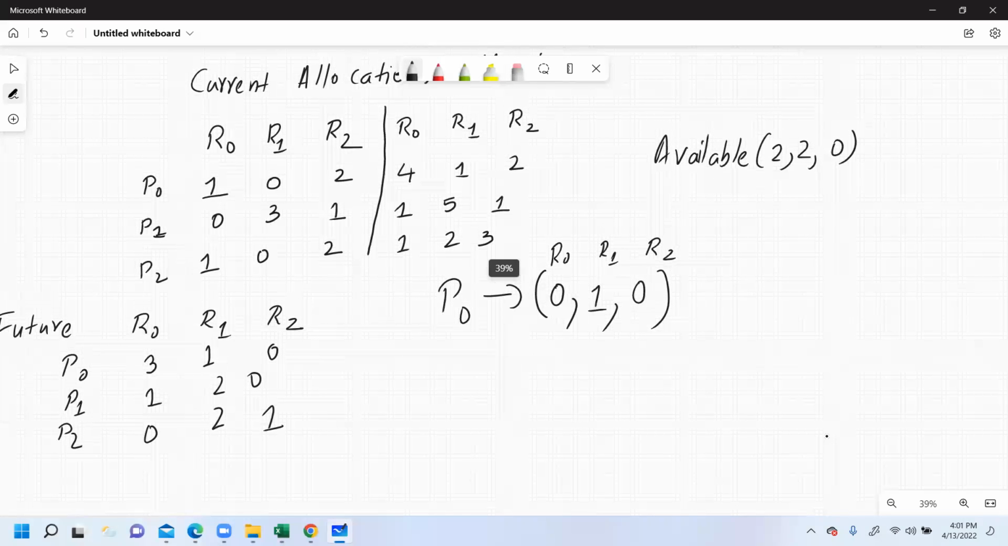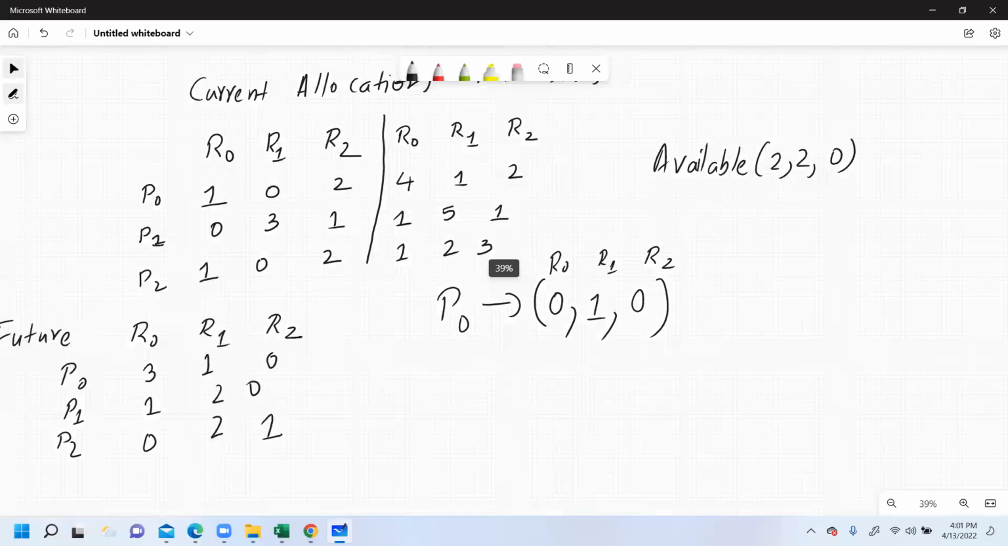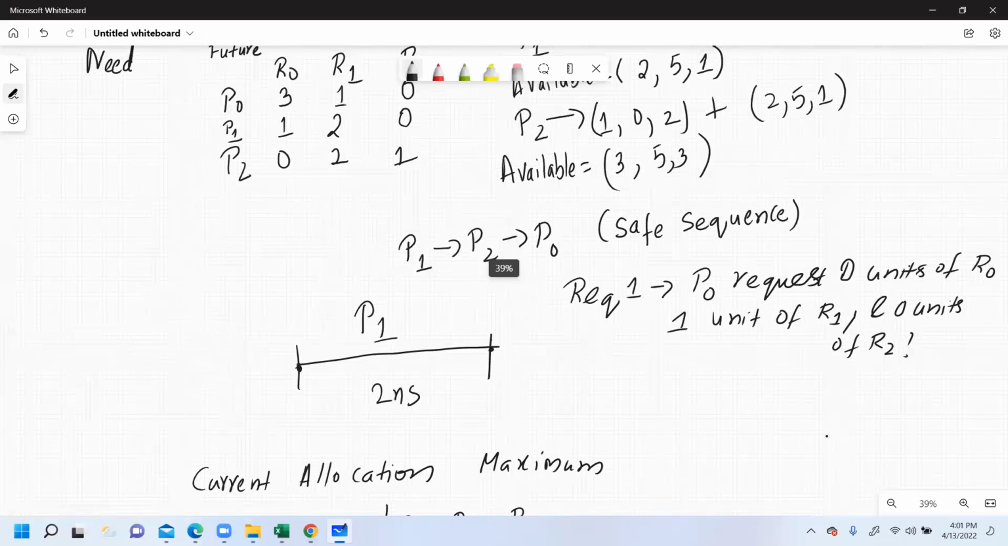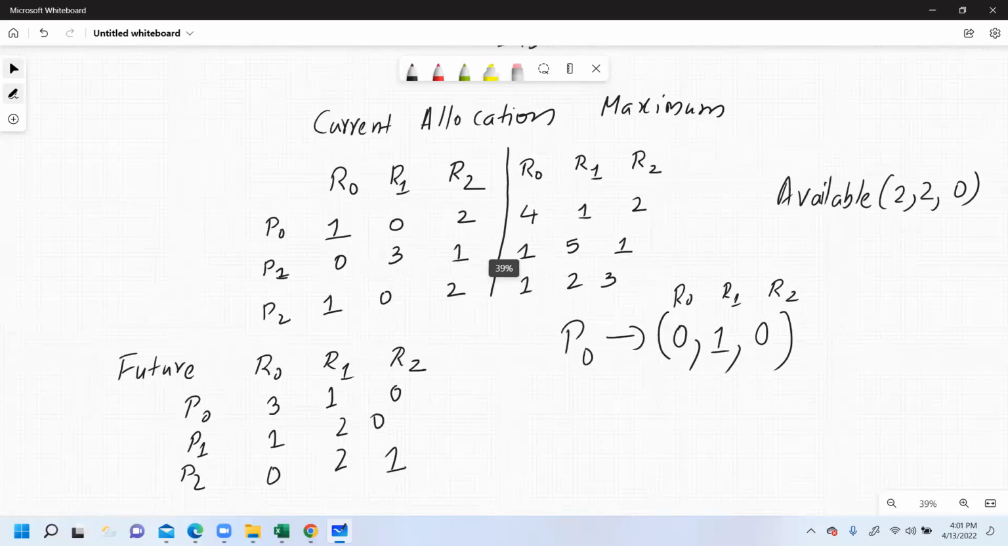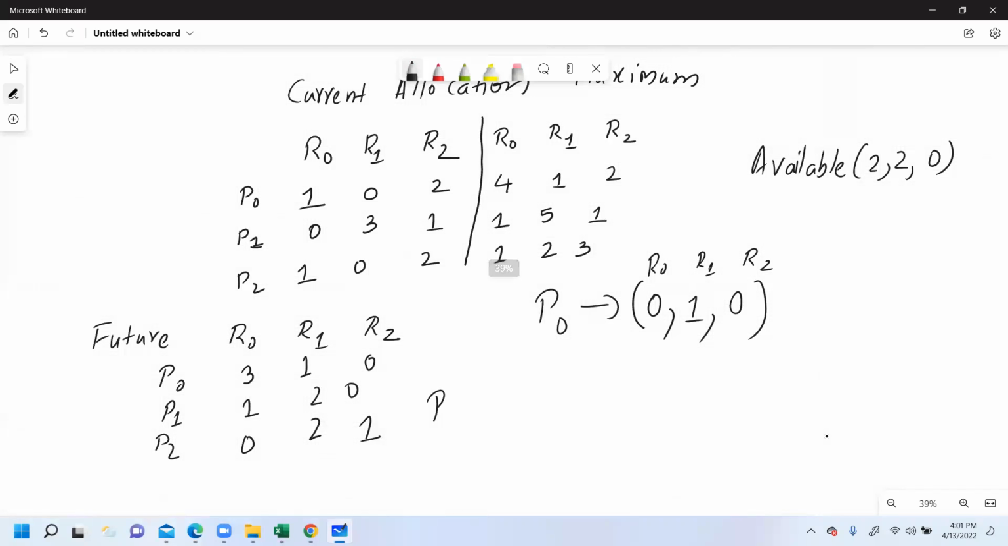P0 is suddenly asking, I need 1 unit of R1. It's making a request. The system is currently in the safe state. I proved that. How is it a safe state? I found a safe sequence: P1 followed by P2 followed by P0. But suddenly P0 is asking for this amount of resources. So can I grant this request or not?